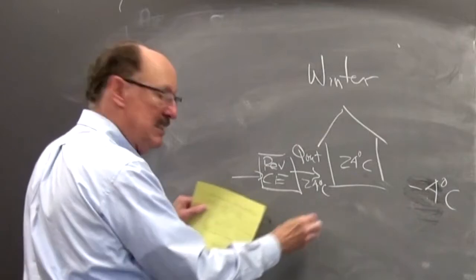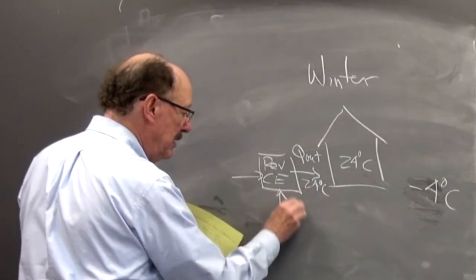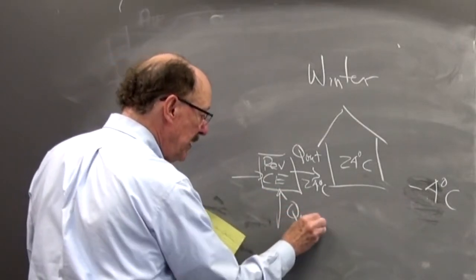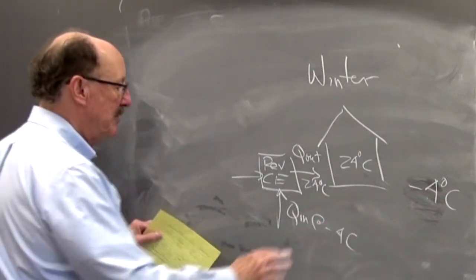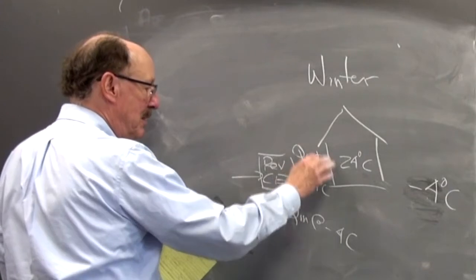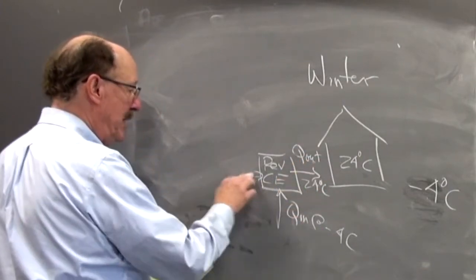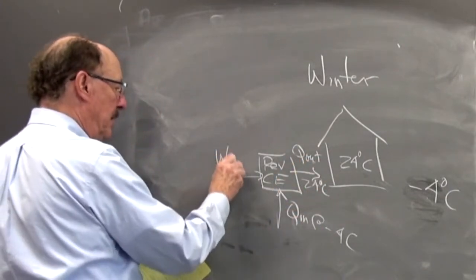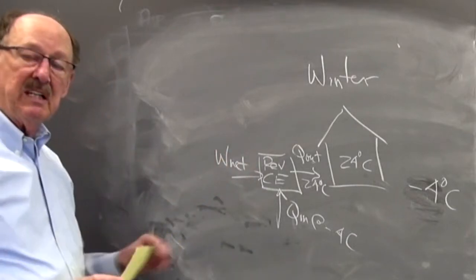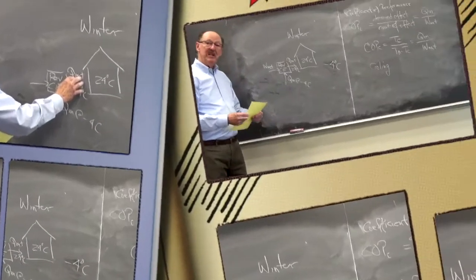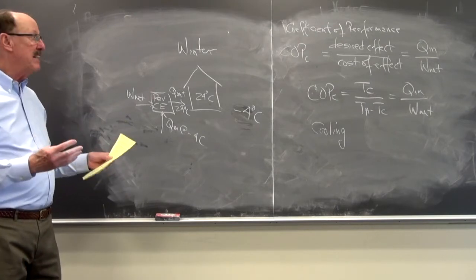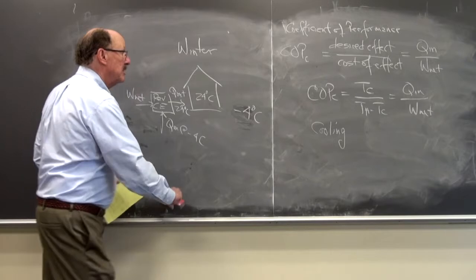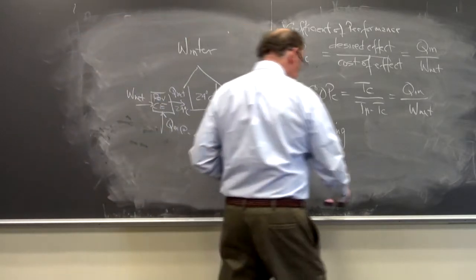And where am I getting this? I'm having Q in at minus 4 degrees C come in to help it. So now the Q out is the Q in plus the W net. And this is the concept that heat pumps work on. But there's a different coefficient of performance because the desired effect is different. So there's a coefficient of performance for heating.